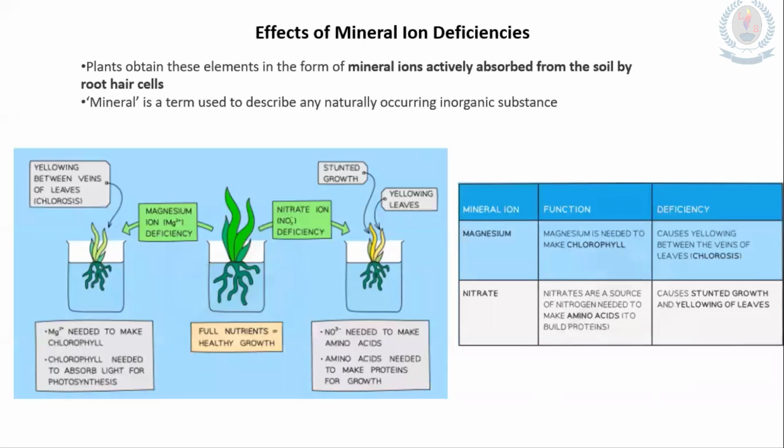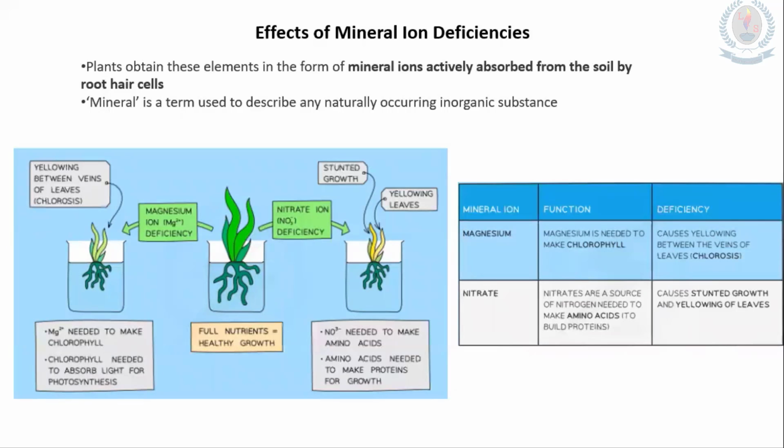Now we will see the effects of mineral ion deficiencies. Plants obtain these elements in the form of mineral ions. Most of them are actively absorbed from the soil solution. So these plants have root hair cells in order to absorb these dissolved particles, especially magnesium and nitrate ions. They are important for the crop.